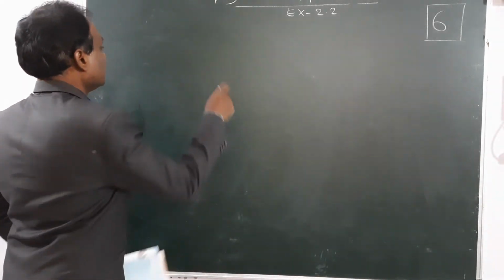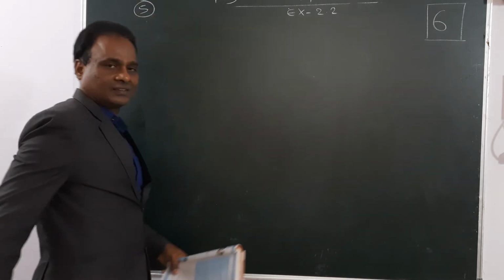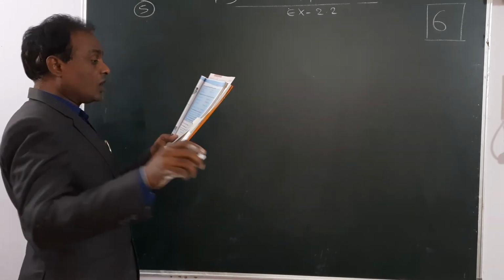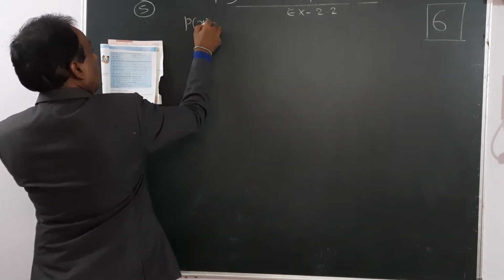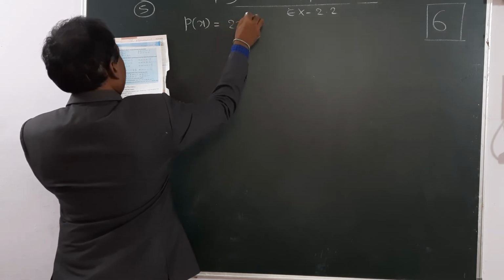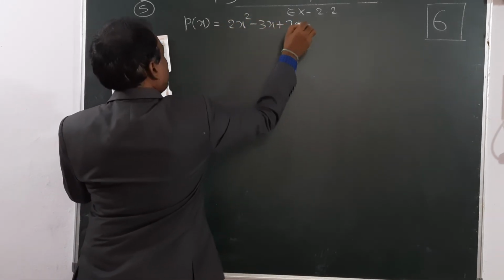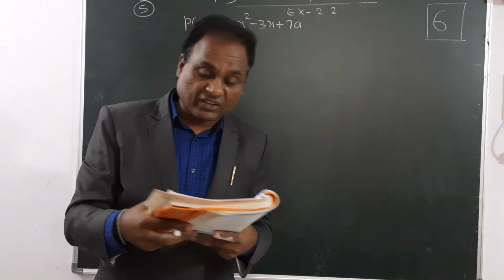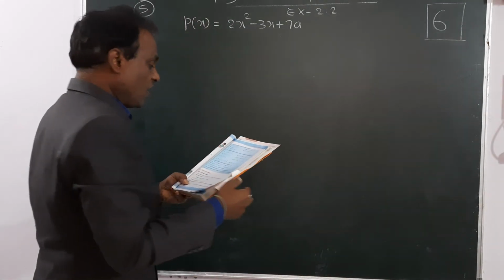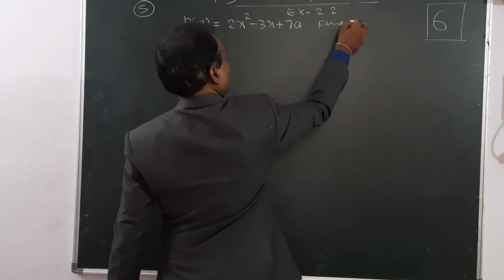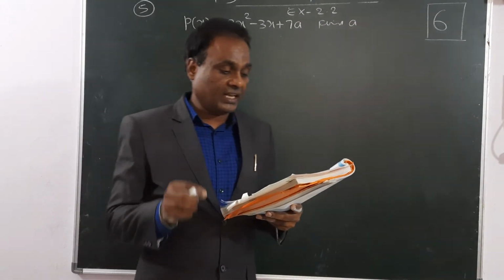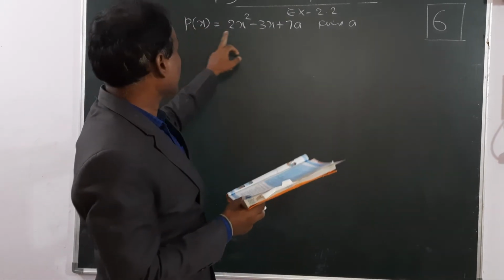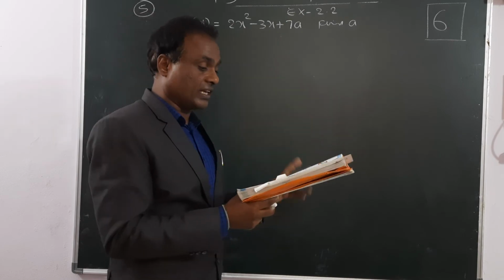Question. If 2 is a 0 of the polynomial p of x is equal to 2x square minus 3x plus 7a, find the value of a. You write down the full question. I am reading once again. If 2 is a 0 of the polynomial p of x is equal to 2x square minus 3x plus 7a, find a.